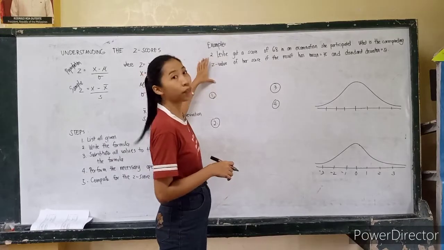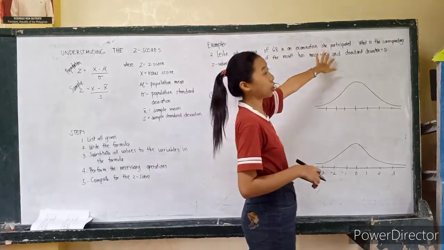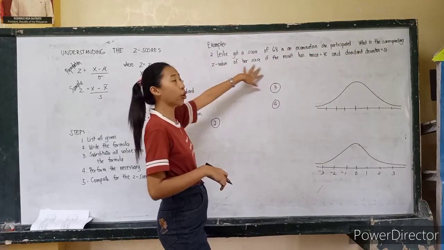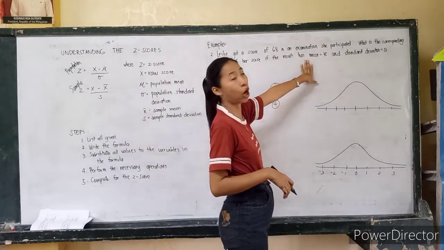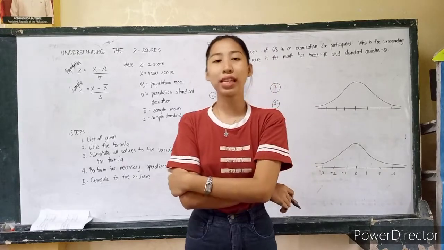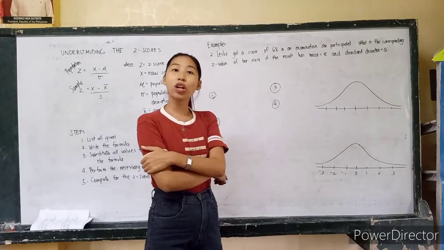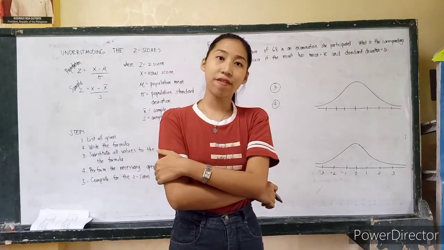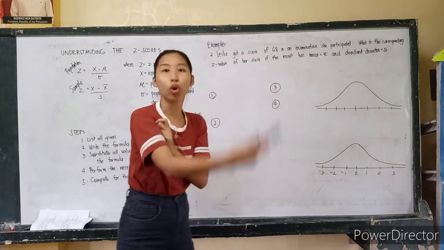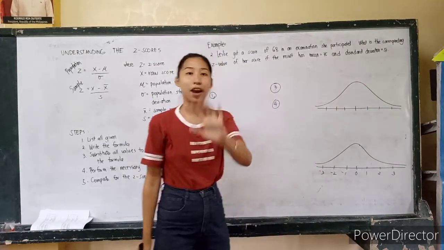Let's read all together. Leslie got a score of 68 in an examination she participated. What is the corresponding z-value of her score if the result has a mean of 75 and a standard deviation of 5? So, kasi si Leslie, nag-exam siya and she got 68. So, she wants to know what is the z-value of that if the mean of the entire scores in the examination is 75 with a standard deviation of 5.